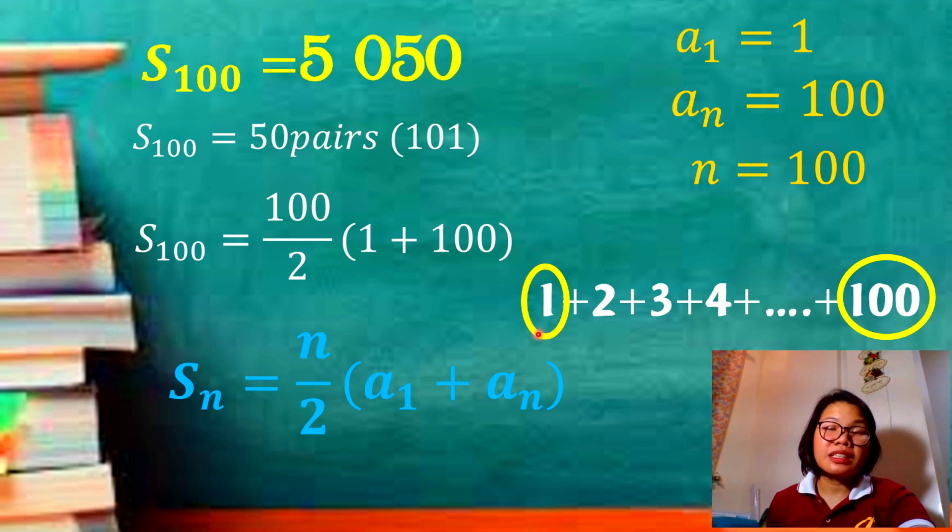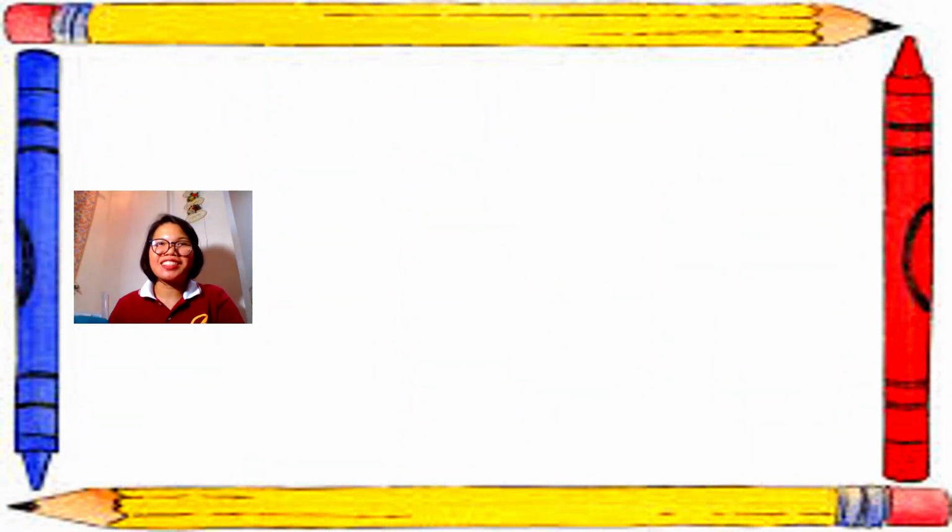The sum of the n terms is equal to n divided by 2 multiplied to a sub 1 plus a sub n. Or, the sum of the n terms is equal to the sum of the first term and last term multiplied to n divided by 2. See? That was quick. Let's try another example.